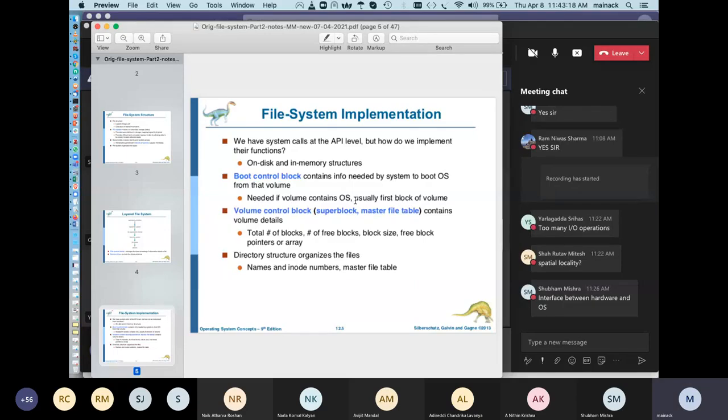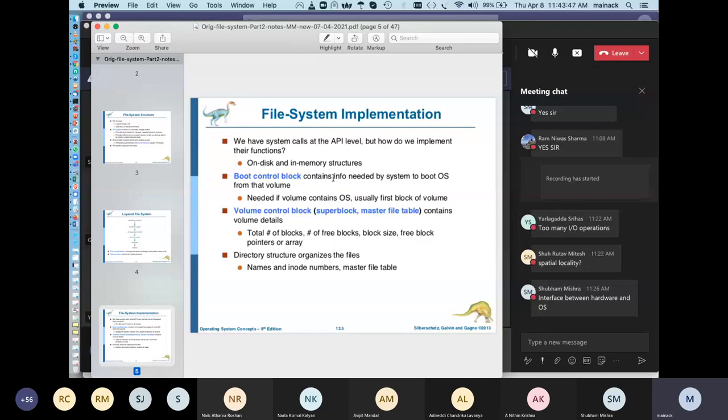Understood? So in a computer, you can actually install multiple operating systems into multiple volumes. Right? And each volume that has a unique operating system has a boot control block, generally the first block of the volume. And this boot control block contains information needed by the system to boot the OS from the volume.